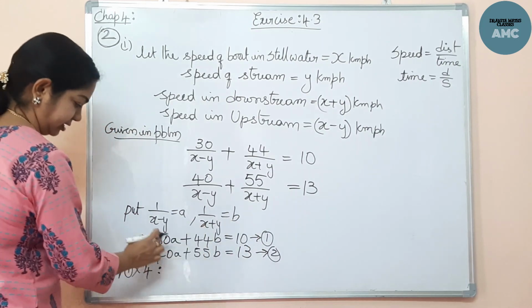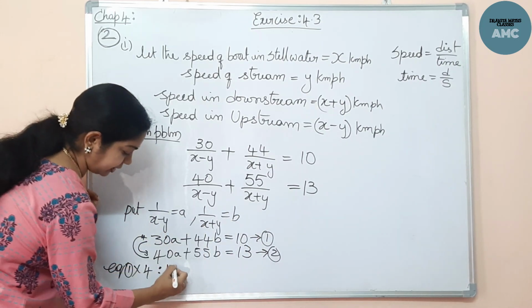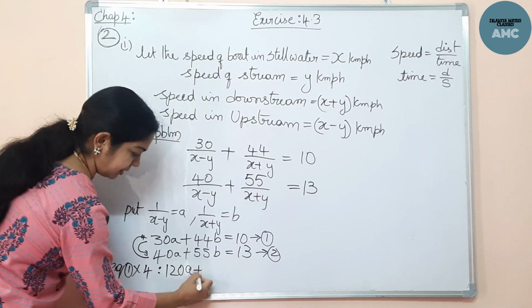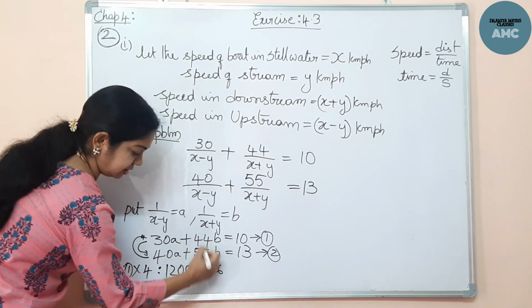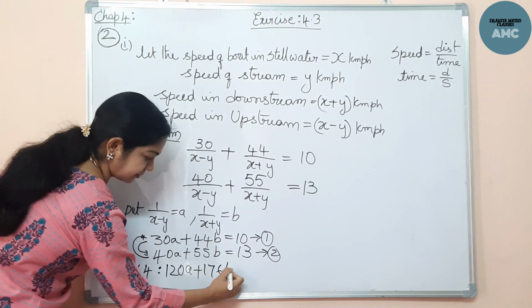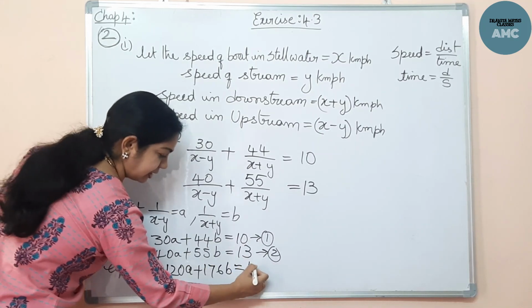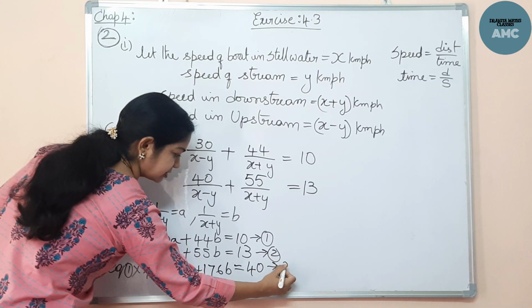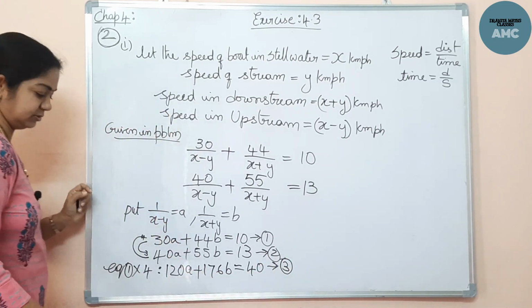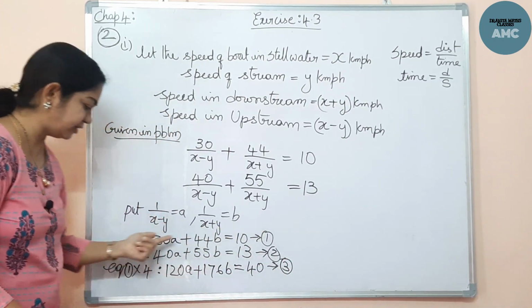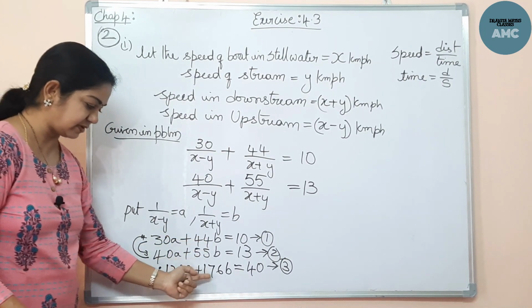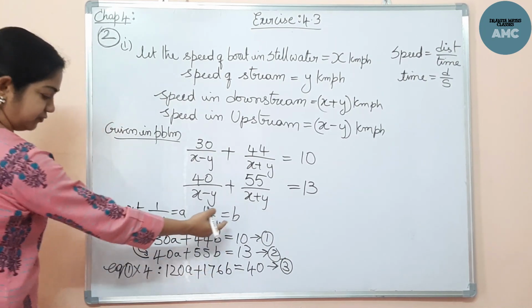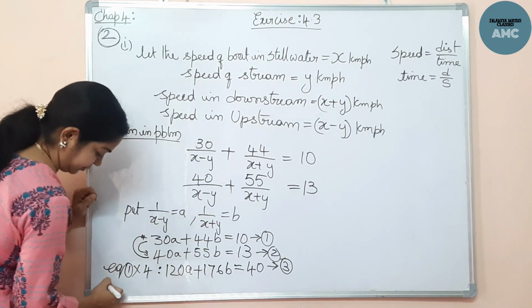So multiplying equation 1 with 4, I'll write down equation 3. With 4 it comes to 120a plus 44 into 4, that is 176b. Now 4 into 10 is 40. This comes to equation 3. So directly multiplying equation 1 with 4: 4 into 30, 120; 4 into 44 is 176; and 4 into 10 is 40.